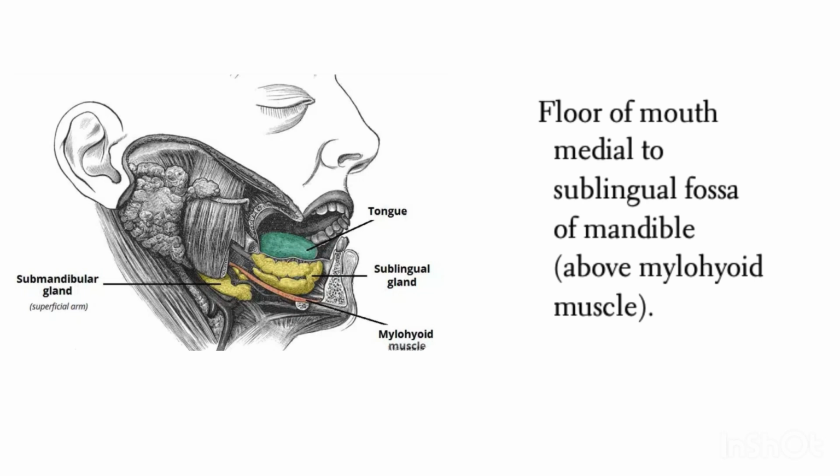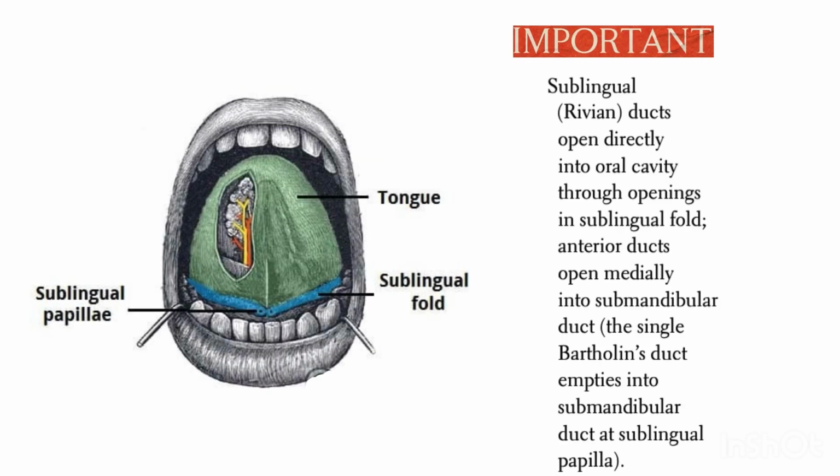We can see in the diagram that the sublingual gland is also located in the floor of the mouth and it is medial to the sublingual fossa of the mandible. This gland is above the mylohyoid muscle. We can see the brown colored thing is the mylohyoid muscle and on the top of it is the sublingual gland. Important thing to remember in this slide is the sublingual gland ducts.